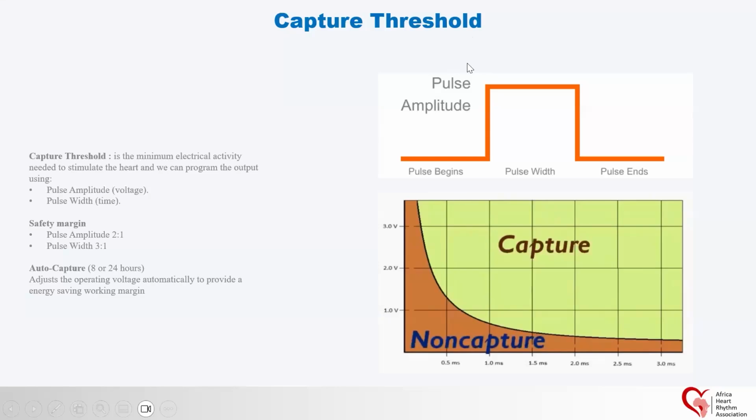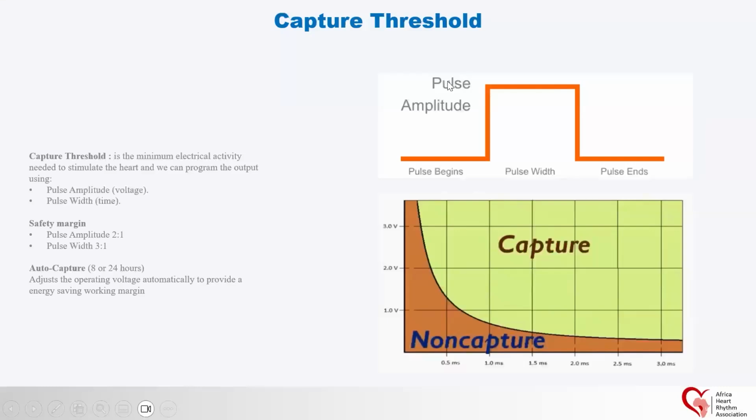The first one is the threshold, the minimum amount that we can deliver to depolarize the myocardium. That means the energy. For the energy, we have the amplitude of the pulse and the pulse width, that means the duration of the pulse.